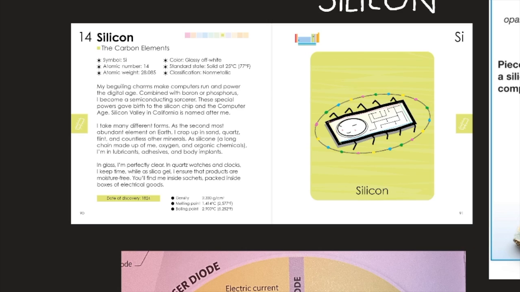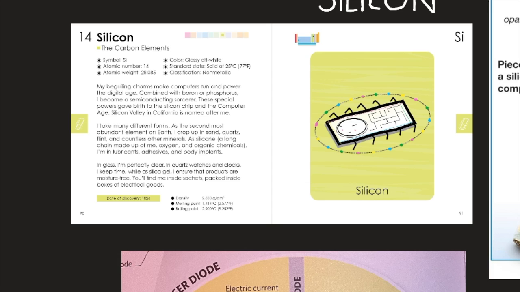So silicon, element number 14. My beguiling charm makes computers run and powers the digital age. Combined with boron or phosphorus, I am a semiconductor sorcerer. These special powers gave birth to the silicon chip and the computer age. Silicon Valley in California is named after me. I take many different forms. As the second most abundant element on Earth, I crop up in sand, quartz, flint, and countless other minerals. As silicone, a long chain made up of oxygen and organic chemicals, I'm in lubricants, adhesives, and body implants. In glass, I'm perfectly clear. In quartz watches and clocks, I keep time, while as silica gel, I ensure that products are moisture free. You'll find me inside sachets packed inside boxes of electrical goods.